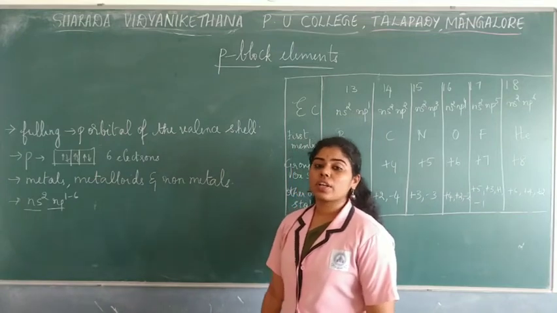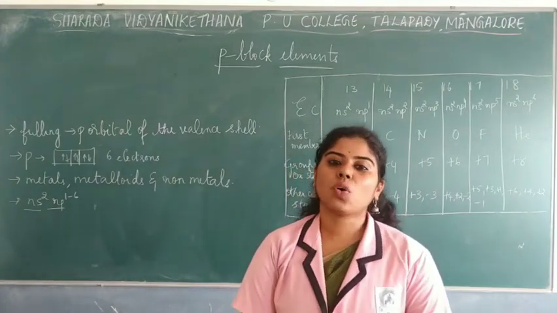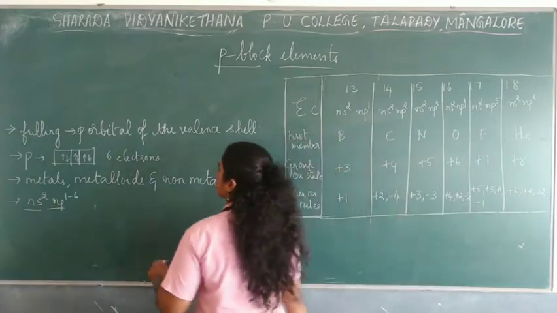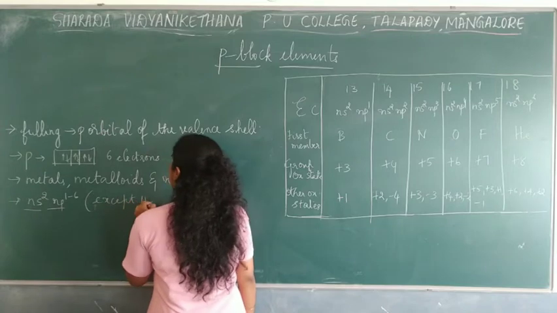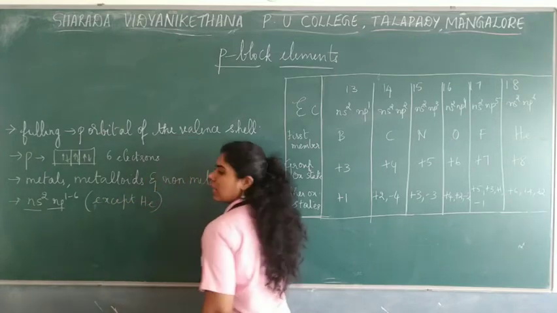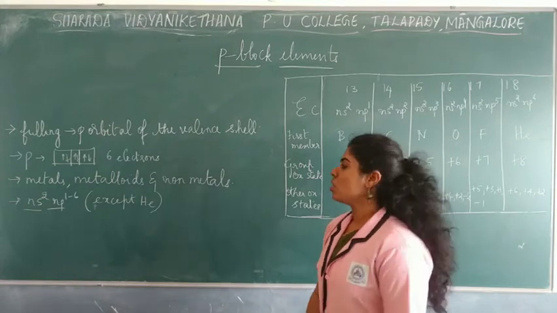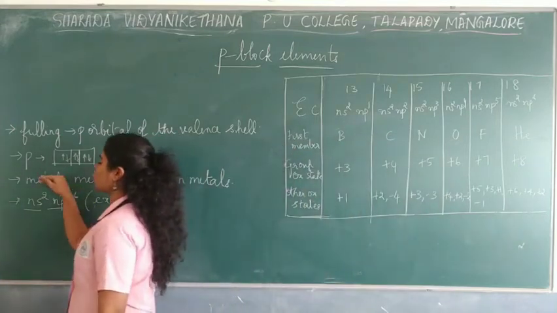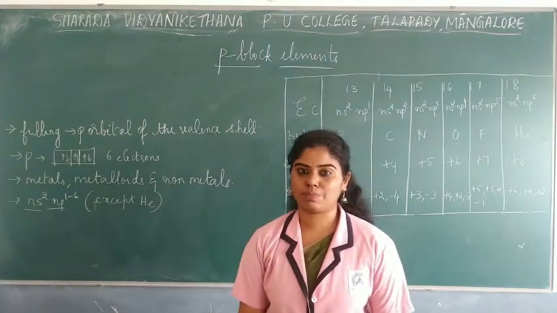Now this electronic configuration is not applicable for one element, the noble gas with atomic number 2, that is helium. This electronic configuration does not hold good for it. Helium's electronic configuration is just 1s2, right? So this configuration is applicable for all the other elements except helium.